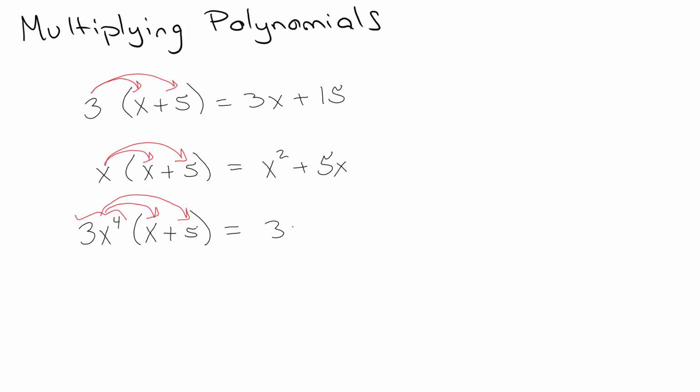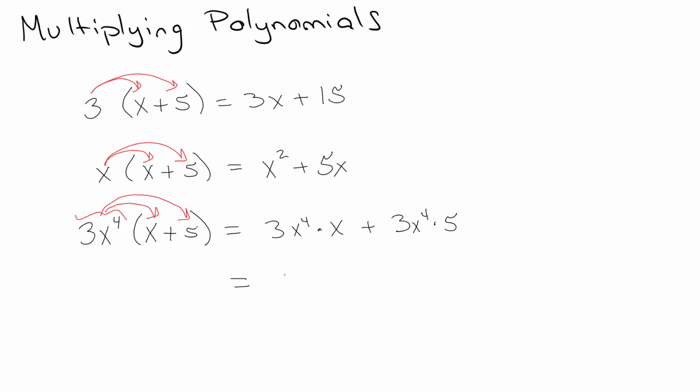So if it helps, you can write 3x to the 4th times x plus 3x to the 4th times 5. Some people will go straight to the next step that we're going to write down, and that's okay. I'm just letting you know that you don't lose points for using extra paper, so you might as well make sure you know what's going on.